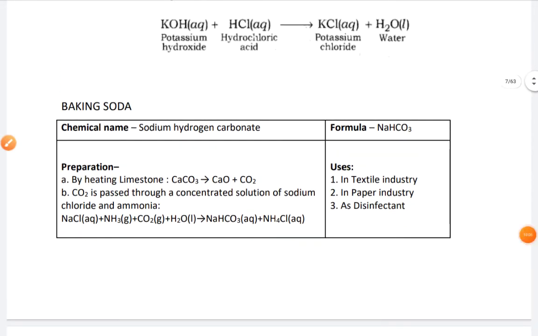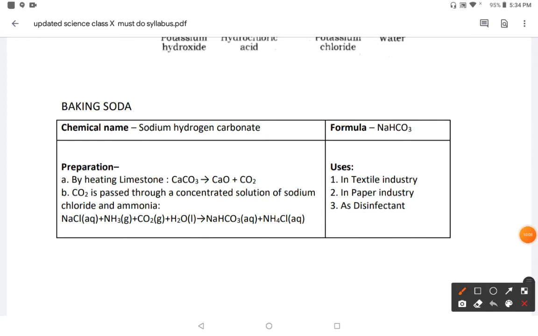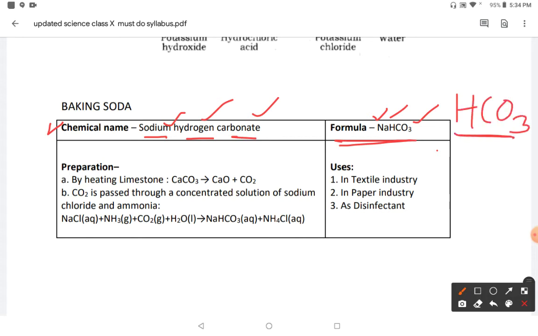Now, the first salt is baking soda. You have to remember the chemical name of baking soda, that is sodium hydrogen carbonate. Its formula is NaHCO3. Na is sodium, H means hydrogen, and CO3 means carbonate. So sodium hydrogen carbonate, or in simple language, bicarbonate. This ion is called bicarbonate. So sodium bicarbonate can be the name of baking soda.